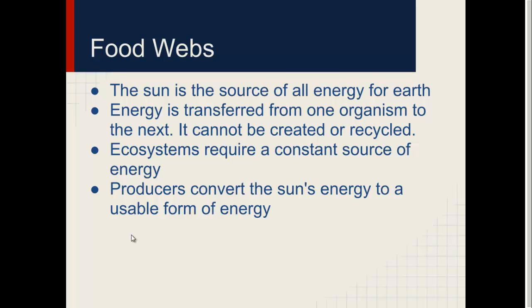And when we think about energy in an ecosystem, we want to know that energy is passed from one organism to the next, but also that energy can't be created or recycled. As a result, an ecosystem must have a constant source of energy. In order for an ecosystem to be considered stable, it must have a constant source of energy supplying it. In our case, planet Earth, our source of energy is the sun. You and I cannot use the sun's energy directly, but we know that producers or plants can use the sun's energy. So producers convert the sun's energy to a usable form of energy.